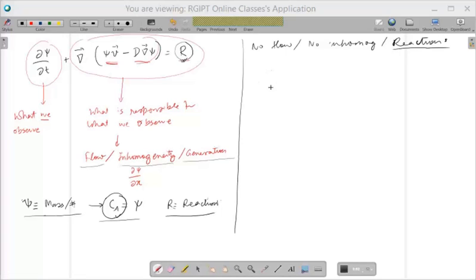Now we can consider the situation for del psi by del t. If there is no flow, that means velocity is zero. No inhomogeneity means del Ca by del x is zero. So let's say del Ca is equal to zero. What does that mean? That means Ca is constant in space, right? Everywhere the concentration is the same.